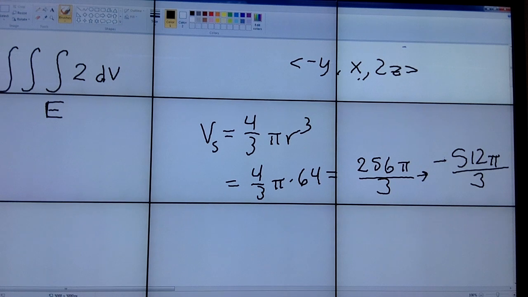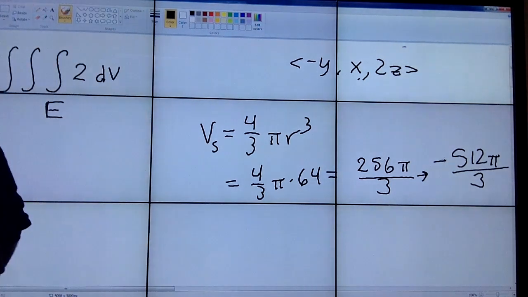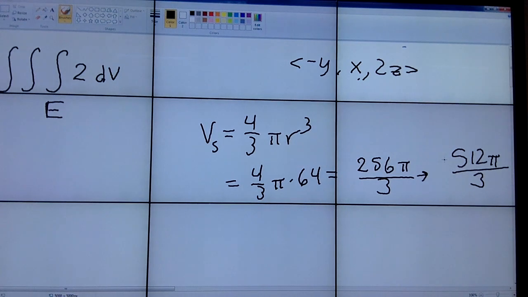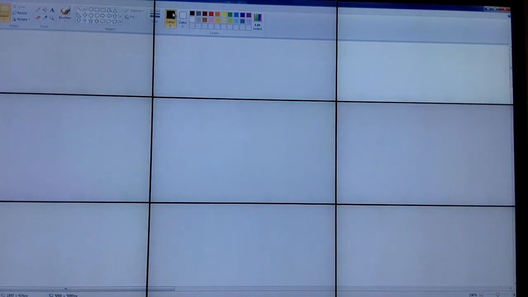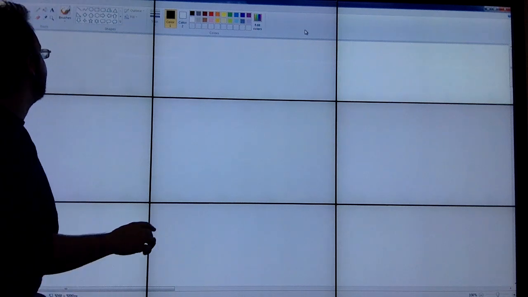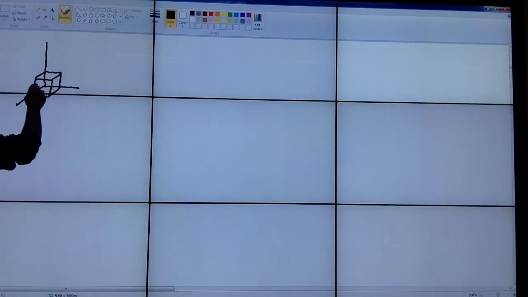Problem 18. Compute the flux of F across the surface of the cube. Oh, this is great. This is perfect. Notice that the surface of the cube, how many sides does this cube have? Six. Good job. So we'd have to compute a flux integral over, let's just draw it, this surface, this surface, this surface, this surface, and so on.